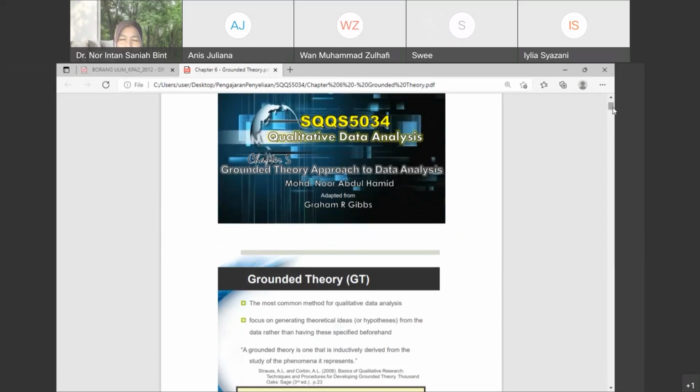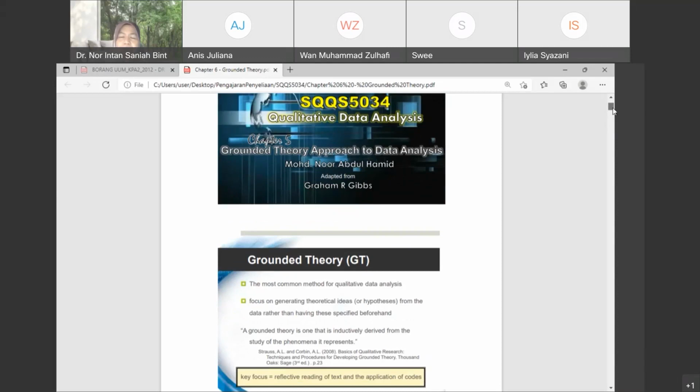Dr. Tumamano acknowledged that he is adapting Graham Gibbs' lecture notes about this grounded theory. It will be mainly from Graham, but I believe that he also adapts from other sources as well.